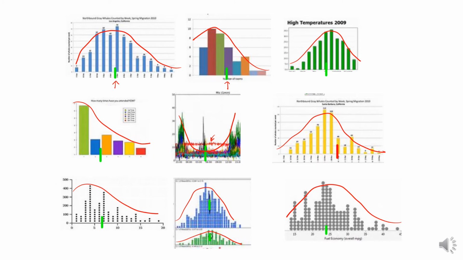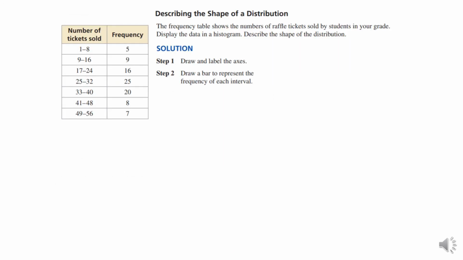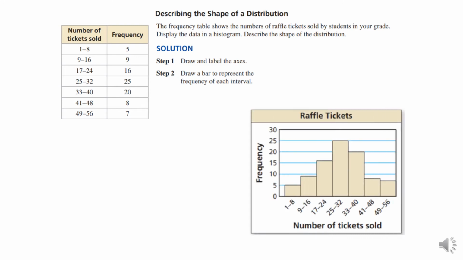So we didn't see very many skewed left, but we'll see them as we go along. All right. So describing the shape of a distribution. They want you to create a frequency table showing the number of raffle tickets. So we're going to go ahead and just show you that. There it is.